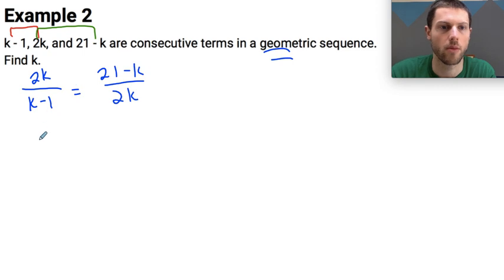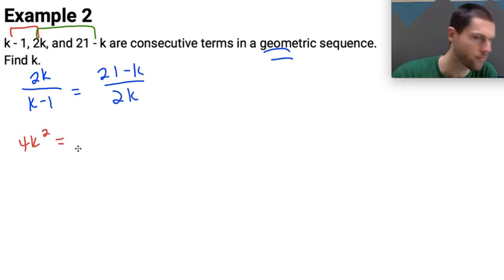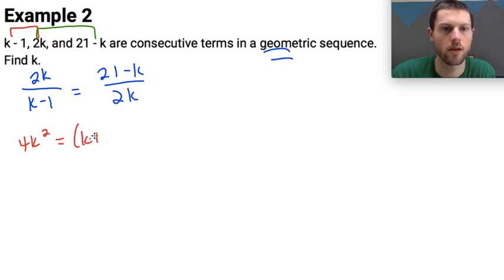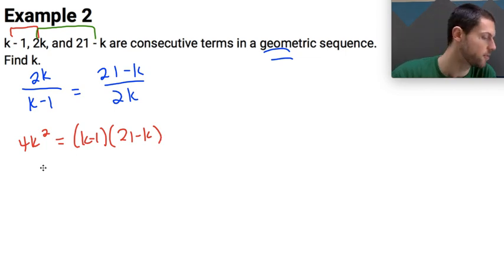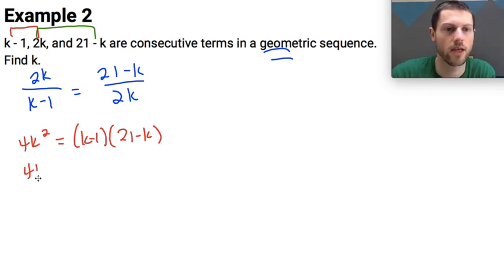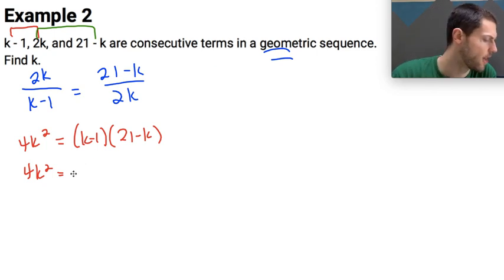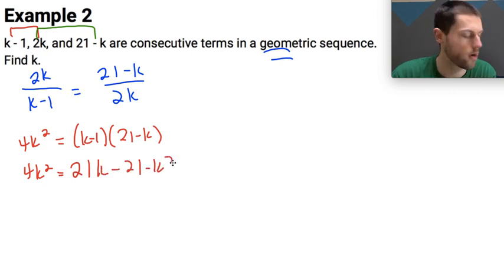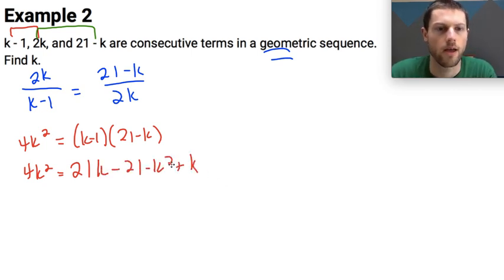I can take the product of these two things, so I'll have 4k squared equals k minus 1 times 21 minus k. And I can expand this a little bit further, so I'll get 4k squared equals, multiplying these two things together, 21k minus 21 minus k squared plus k. Then I can simplify and combine like terms. Let's get everything over to one side. This is a quadratic, so we're going to set it equal to 0.